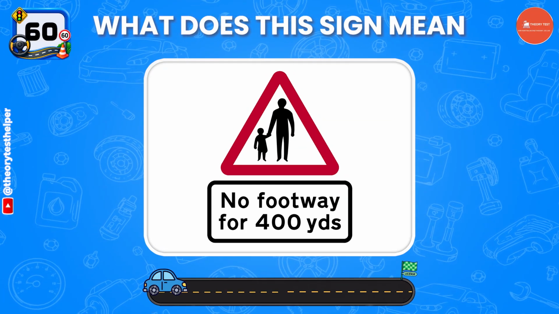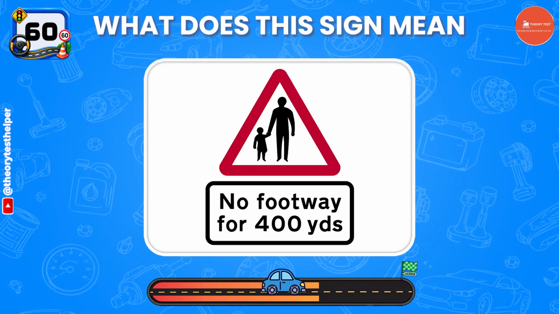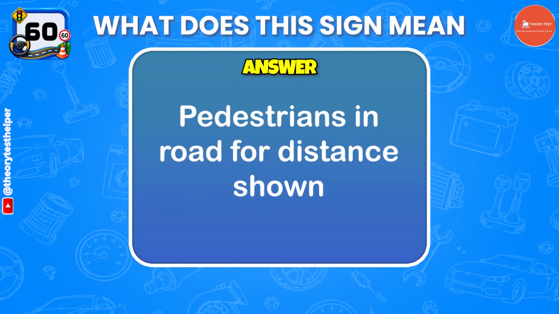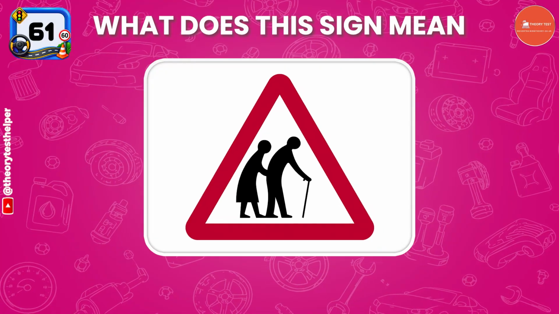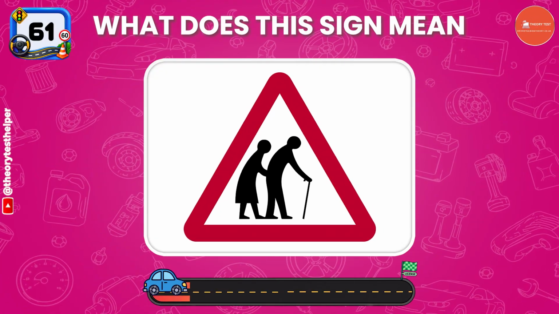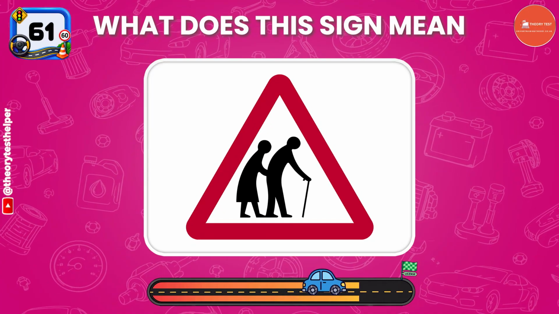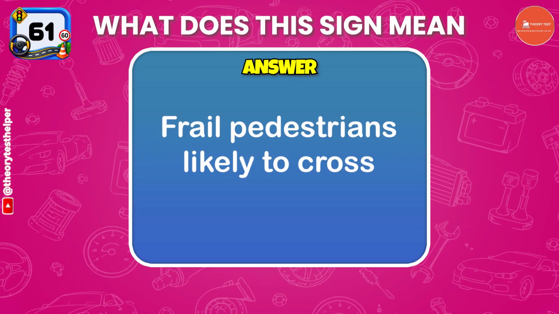What should drivers look out for on roads with this sign? Pedestrians in road for distance shown. Who is likely to be crossing the road here? Frail pedestrians likely to cross.